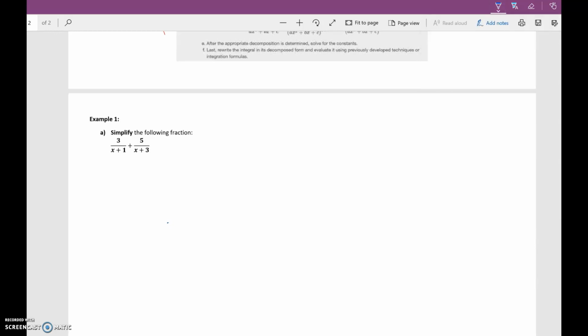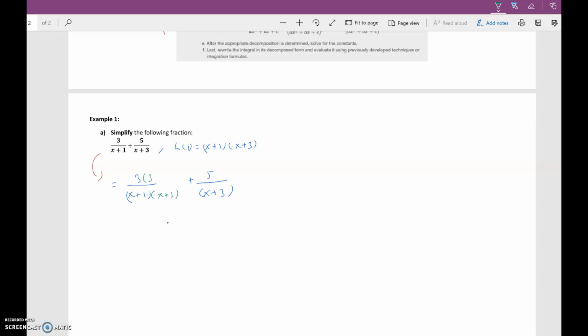In example 1, all they want us to do is go back and review what it means to simplify a fraction. Simplifying a fraction means expressing it as a single fraction. So in this case, the LCD is x plus 1 and x plus 3. If we simplify this fraction, we express it with the same denominator. So this is 3 over x plus 1 plus 5 over x plus 3. I'm just putting the parentheses there. Your LCD is x plus 1, x plus 3.